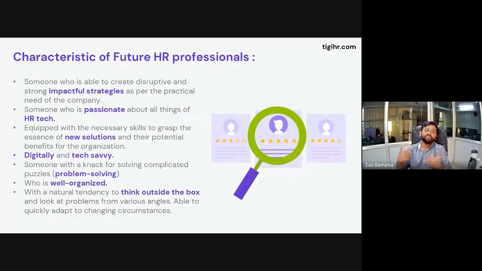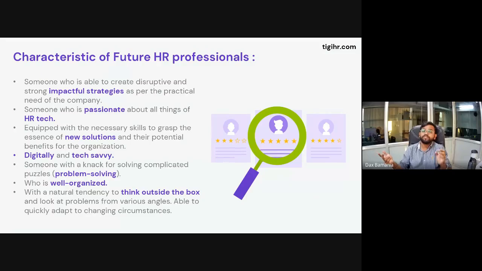Then, the characteristics of the future HR. It is important for us to understand the actual characteristics. We are not just talking about what the future will be, but what characteristics the HR professional should have in future. First is impactful strategy. HR should be able to create disruptive and strong impactful strategies in a practical manner. Not about the paper only, this is about the practical. We need to perform the same with trial and error, and with learn and grow, right?